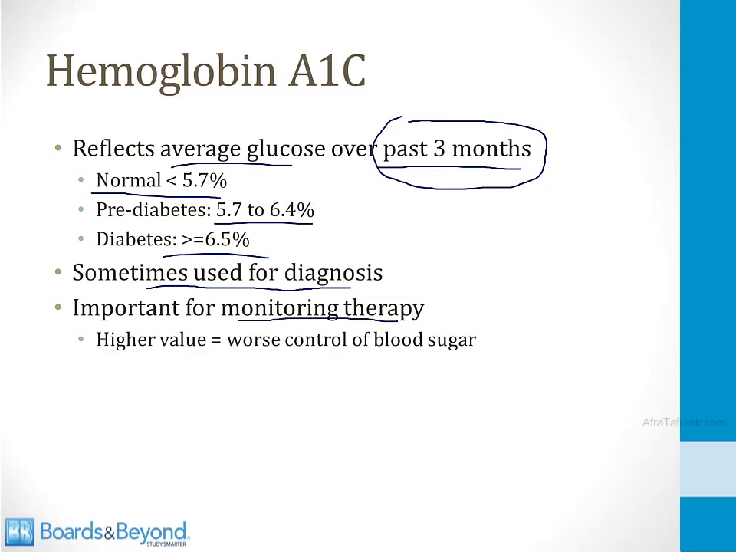You will measure the A1C in patients who are diabetic, and if the value comes back high, this means they have poor control of their blood sugar and you need to adjust their medications.